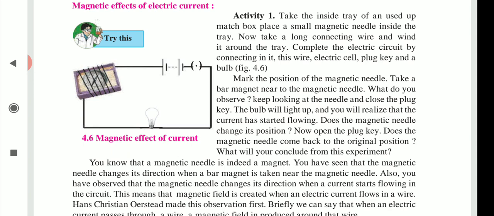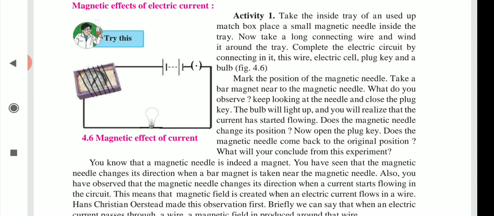Now complete the electric circuit. In this circuit, two cells are arranged and one key is there and one bulb is there, okay. Now see, you should mark the position of the magnetic needle. Take a bar magnet near to the magnetic needle.